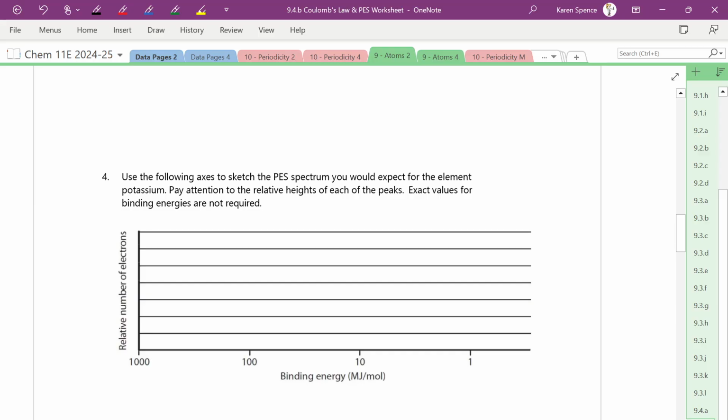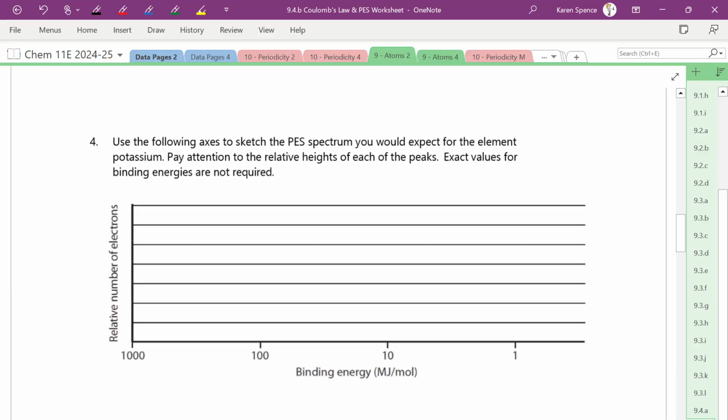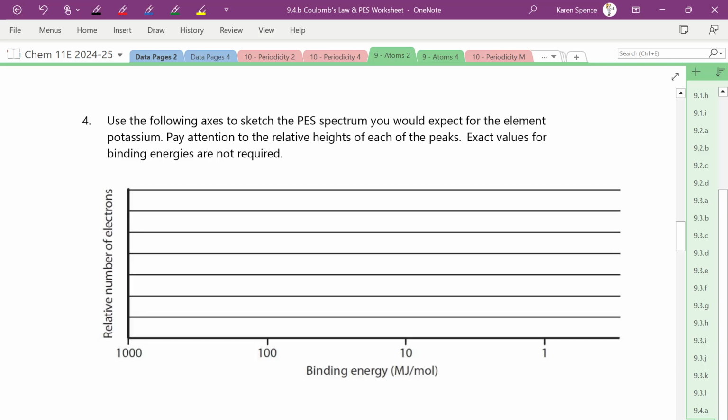How about you try number 4? It's the same thing, but it's for potassium. You don't need to know the exact numbers. You just need to know kind of approximately.